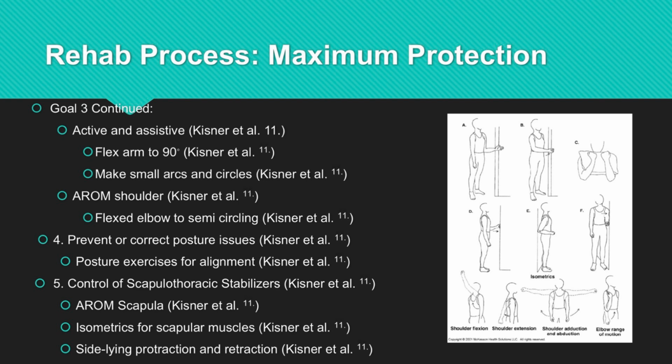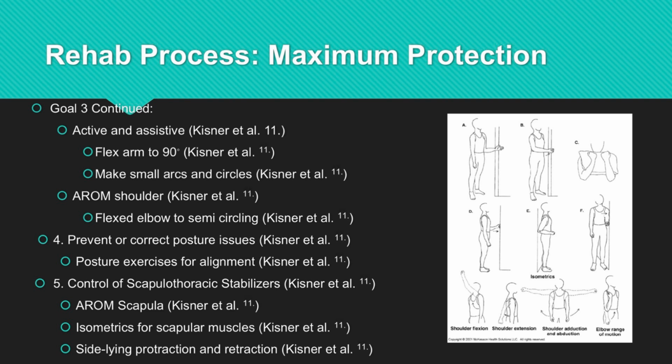One thing I read in the book for therapists was that you can flex the arm eventually up to 90 degrees and start doing small arcs and circles. Another thing, once you progress from there, is that when you have the elbow flexed, once they can do that, you want to start progressing to semicircling of the arm.